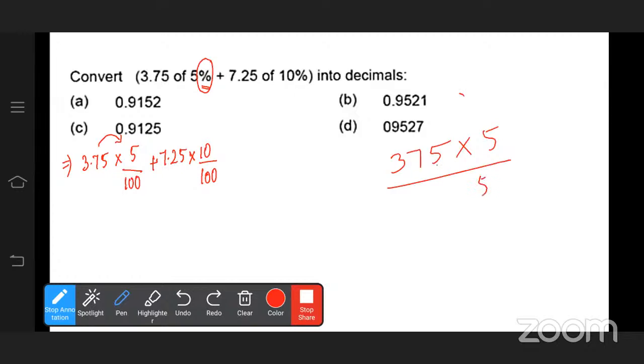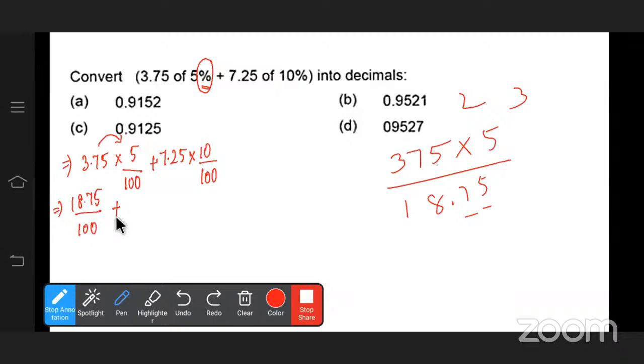5 5s are 25, balance 2. 7 5s are 35. So 37, balance 3. 5 3s are 15. 18, right? So 1875. So here, how many digits after the points? 2 digits, right? Yes, ma'am. So you're going to put the number from last. You just count from last digit 1, 2. So I'm going to put the point here. Understand? Yes, ma'am. Not from this side. You just start from last. So the answer for this 18.75. Here 18.75 divided by 100.